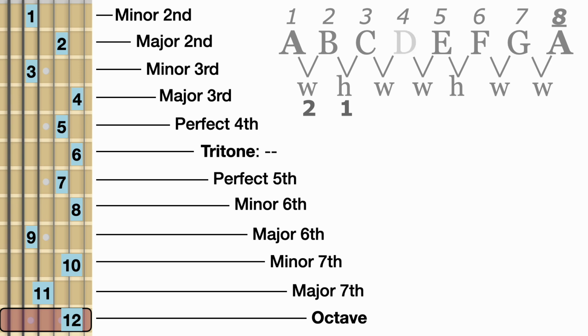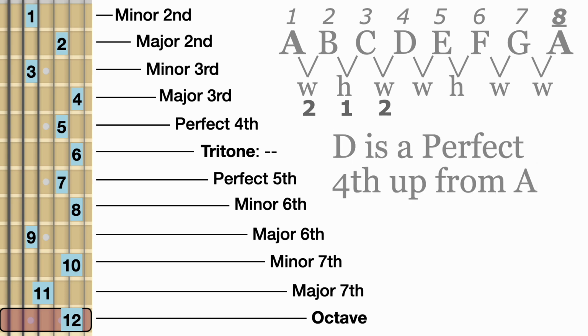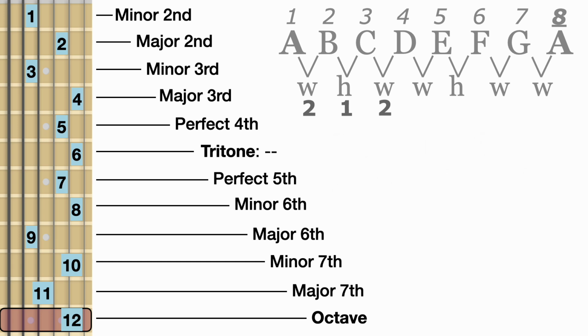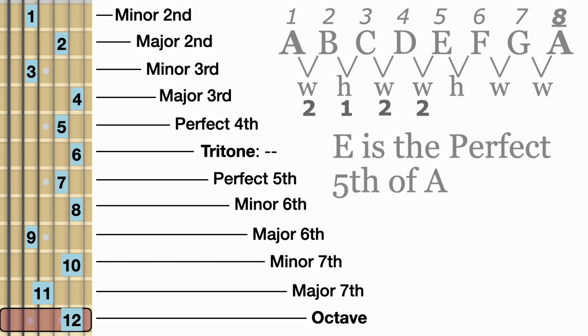So now we just move into D, and we just keep doing this. And so now we have D, and now we have 5 frets up, and as promised, that's just your perfect fourth. So D is a perfect fourth up from A. Next, we move into E, and we have a whole step up from D. So that's 2 more frets. So again, when we add all of this up, we wind up with 7 frets, and we know that 7 frets is a perfect fifth, again, as promised. E is the perfect fifth of A.